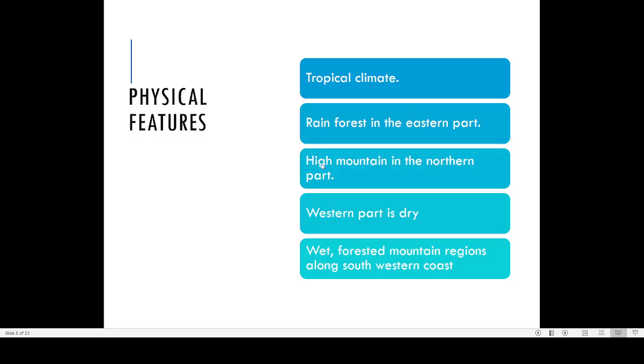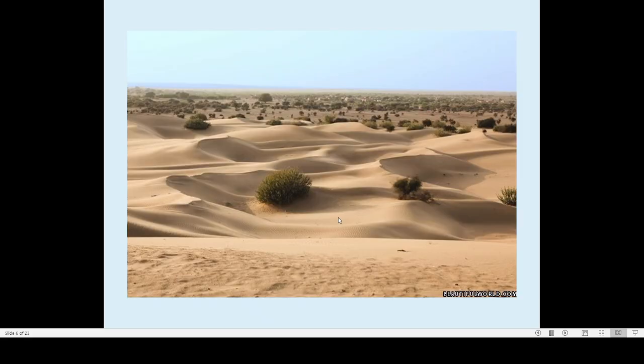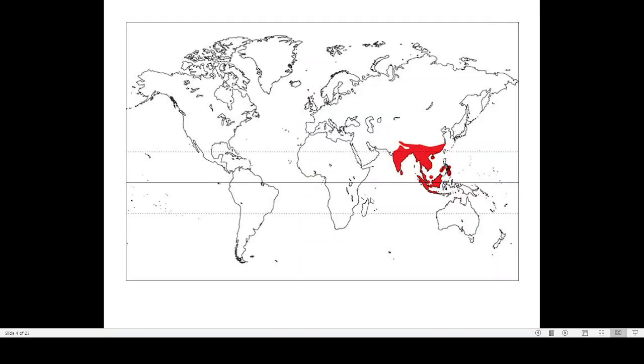Then the next portion is the western part. Which is the western part? By western part we are mainly referring to India. This is the west and this is the east. So western part means this Indian side.